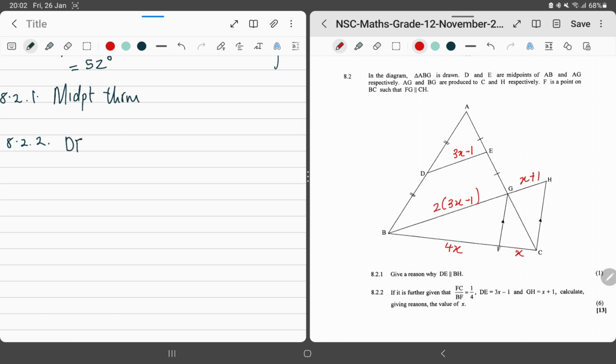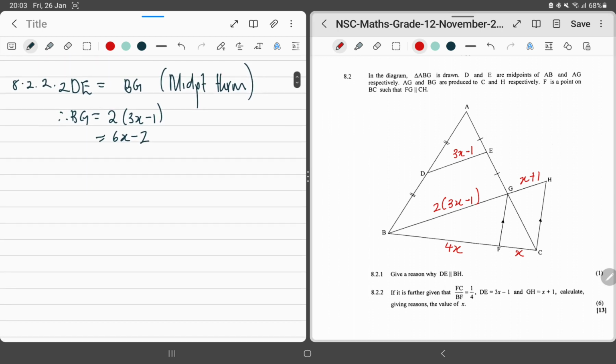So we are saying that BG is equal to 2 times DE. This is because of the midpoint theorem. So it means that BG is equal to 2 times 3x minus 1, which is equal to 6x minus 2. Now I'm going to work in this triangle.